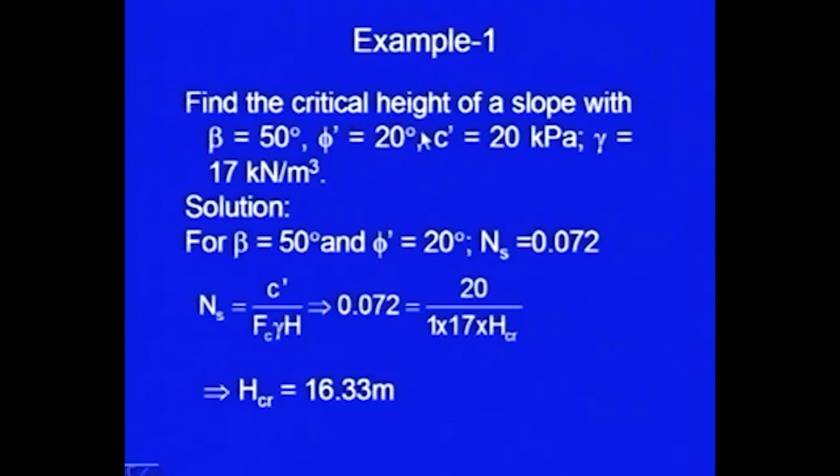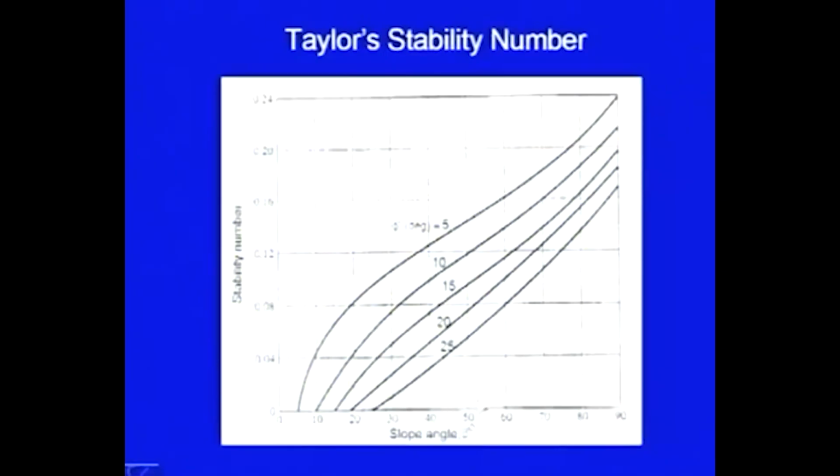Find the critical height of a slope. Here beta is given as 50°, phi dash is given as 20°, c dash is 20 kilonewton per meter square and gamma is 17 kilonewton per meter cube. So, beta is 50, phi dash is 20. Let us see what is the value.